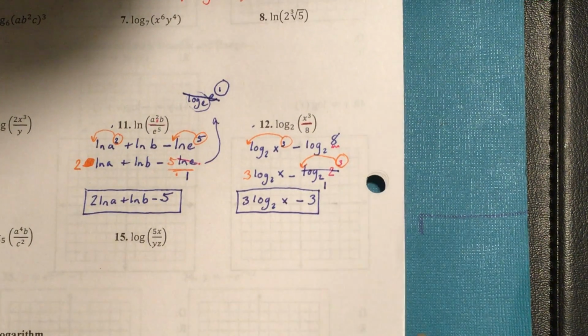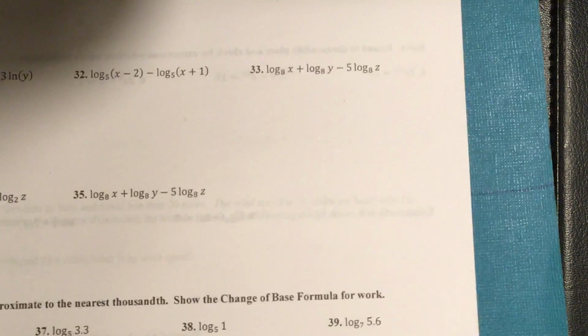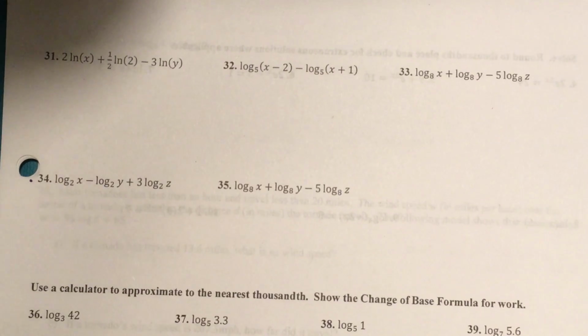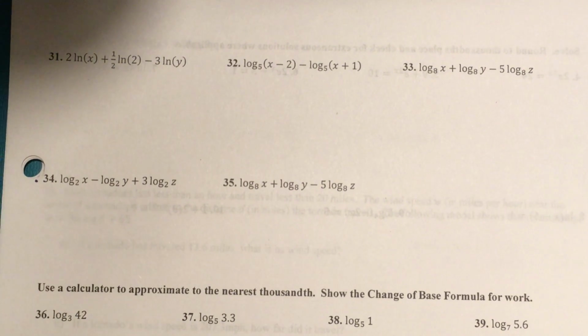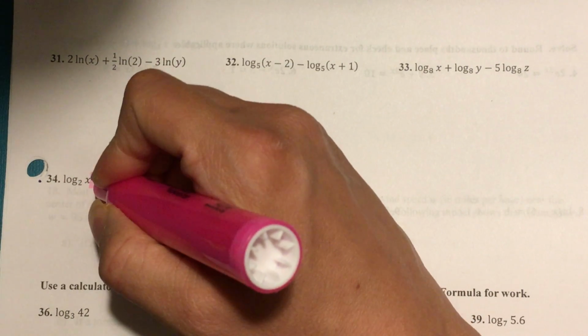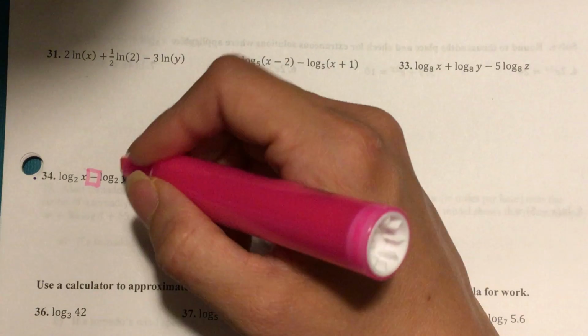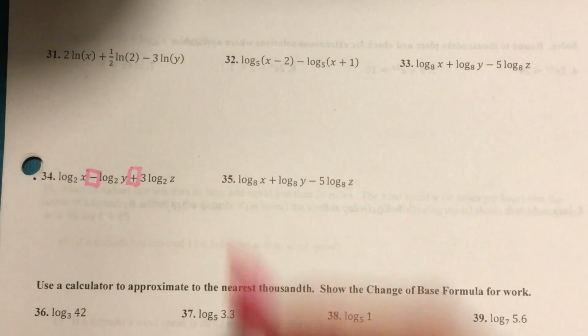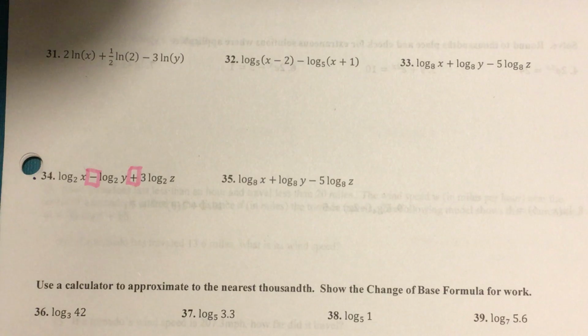So folks, the only other problem that I wanted to go over is number 34. This is a really good problem, and I got some questions over this one already this week. So as we're looking at this problem, on this we are trying to condense. So when we condense, we want to look at the operations that are separating the logs. So these two logs are separated by subtraction, whereas these two logs are separated by addition.